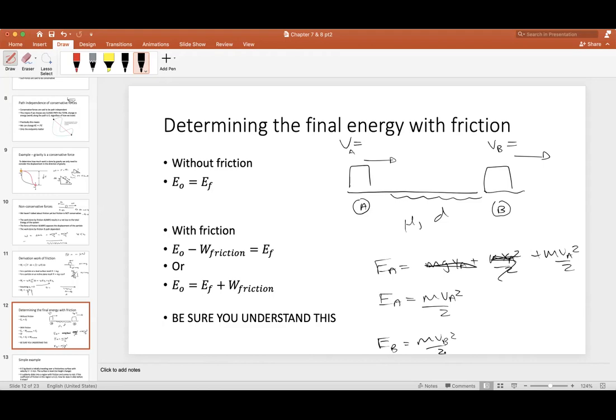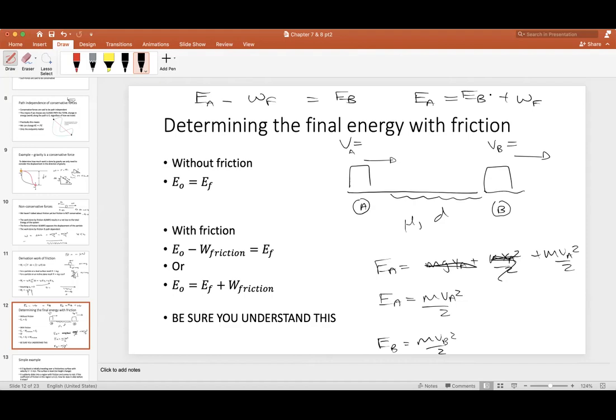However, we know the energy is less at B than it was at A because friction took energy out of the system. So we can do one of two things. We can either write that EA minus the work done by friction gives us EB. So whatever energy we started with minus the work done by friction gives us the energy at B. Or we can say that the initial energy is equal to the work done by friction, and it becomes positive, the work done by friction plus the energy at B.